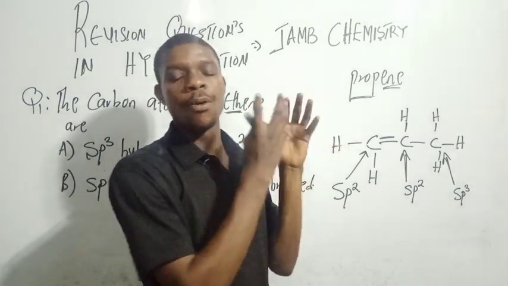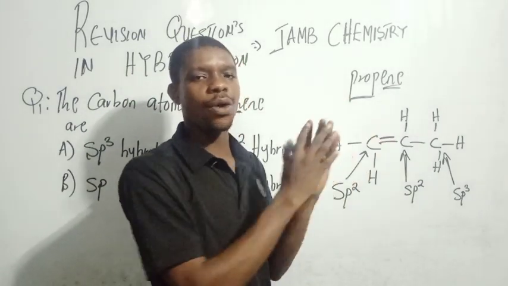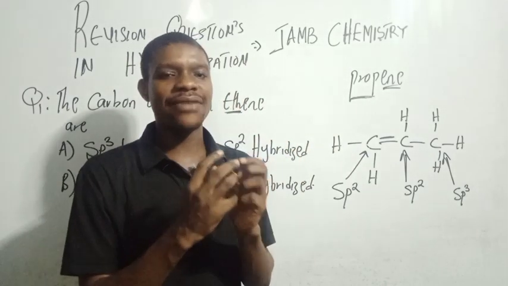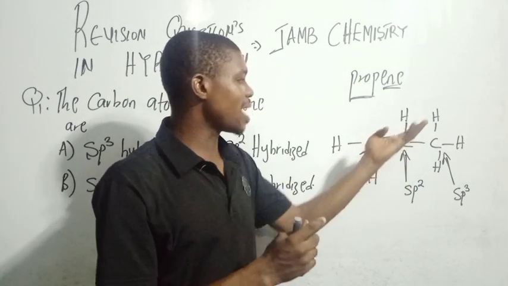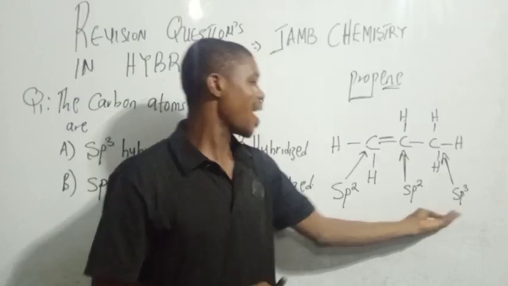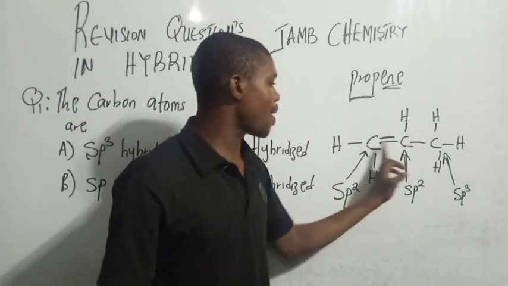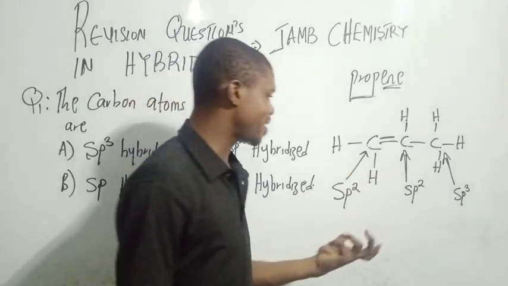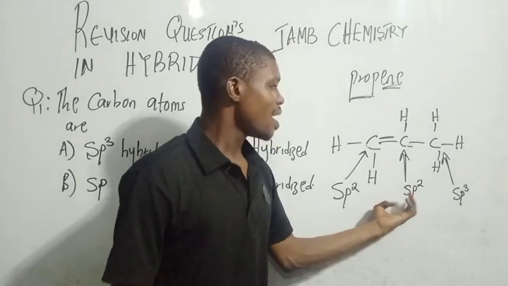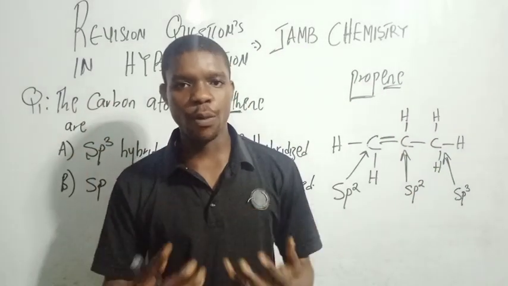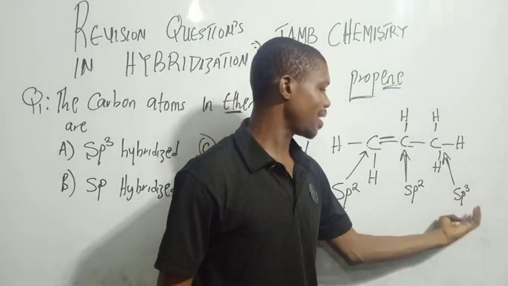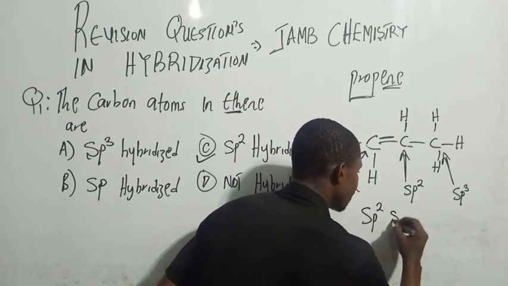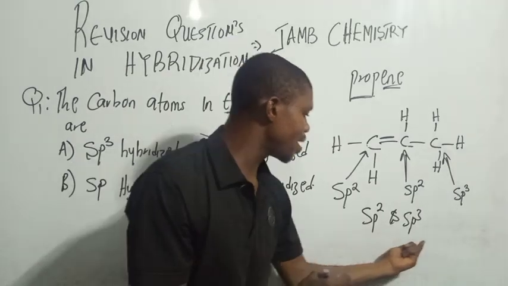So you now know the difference between propene and ethene. Do you get that? Two of them are alkenes, right? But one is having only sp2, but this one is having sp2 and sp3. And the main reason for this is because these two carbon atoms both carry a double bond. So any carbon atom that carries a double bond is sp2. Any carbon atom that carries only single bonds is sp3. Do you get that? So this compound here contains sp2 and sp3 hybrid orbitals.